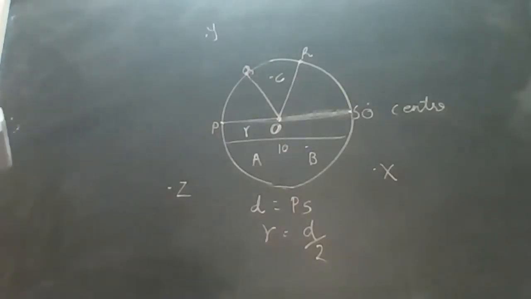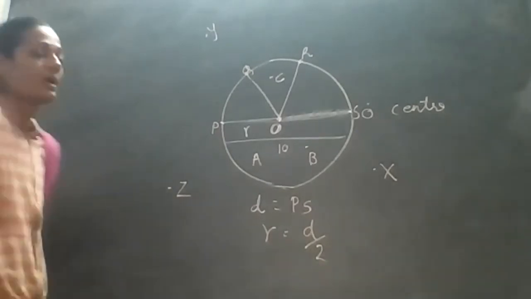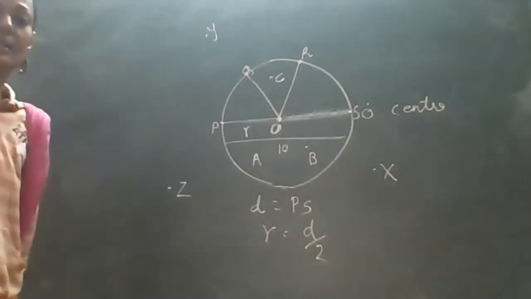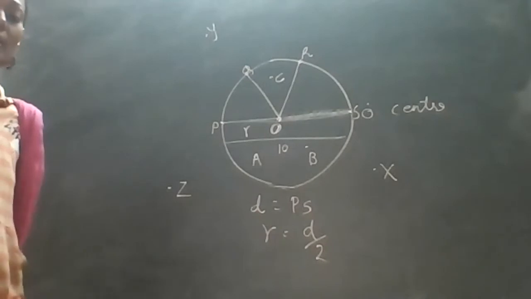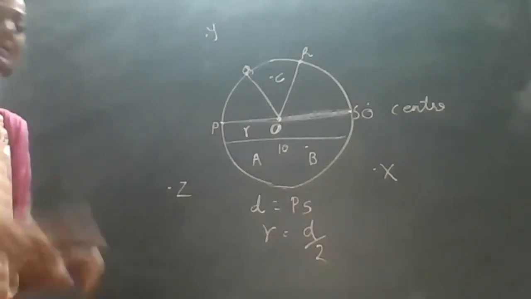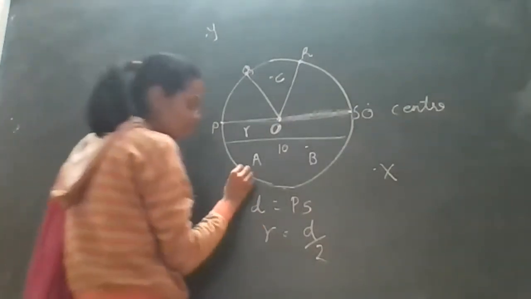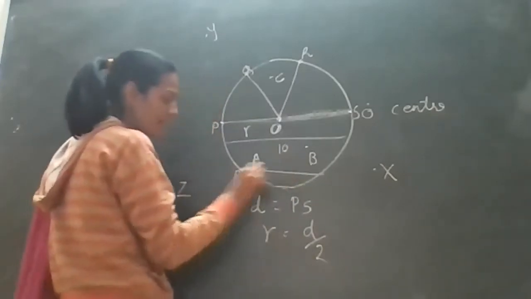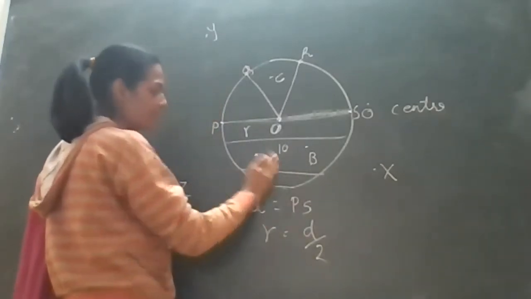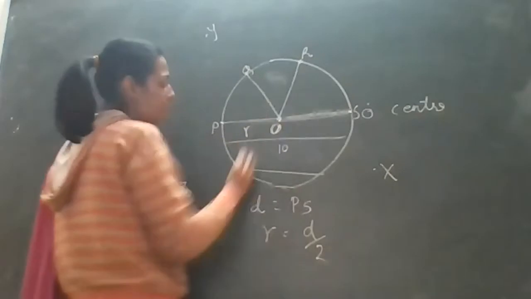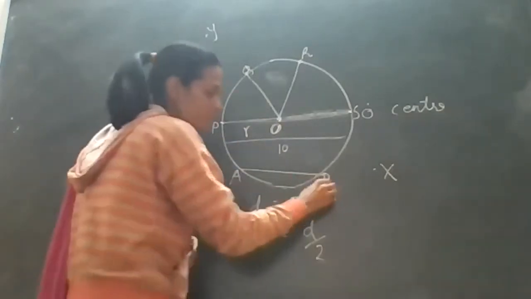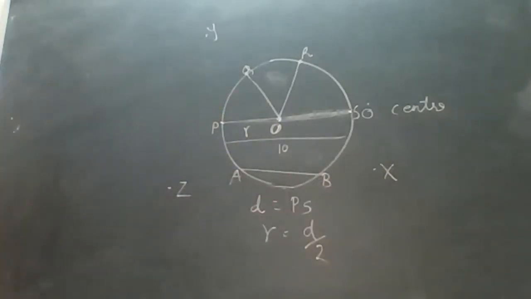Now the next point is our chord. What do you mean by chord? A chord is a line whose two end points lie on the circle. With these two points lying on the circle, it is given the name chord. Here, A and B work as a chord.